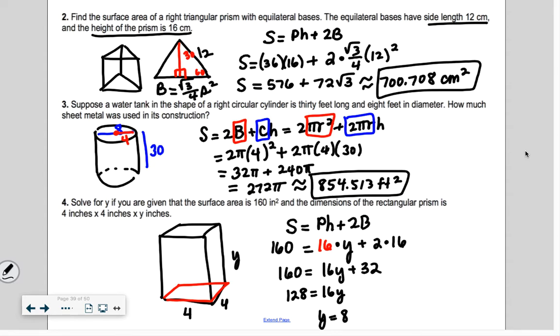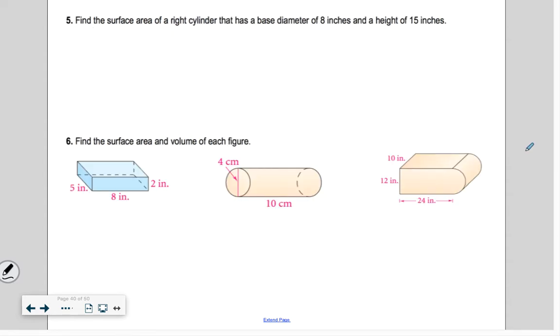All right, so number 5. Find the surface area of the right cylinder that has a base diameter of 8 inches and a height of 15 inches. So we want our right circular cylinder that has a base diameter of 8. So that means we're going to have 4 there and a height of 15.